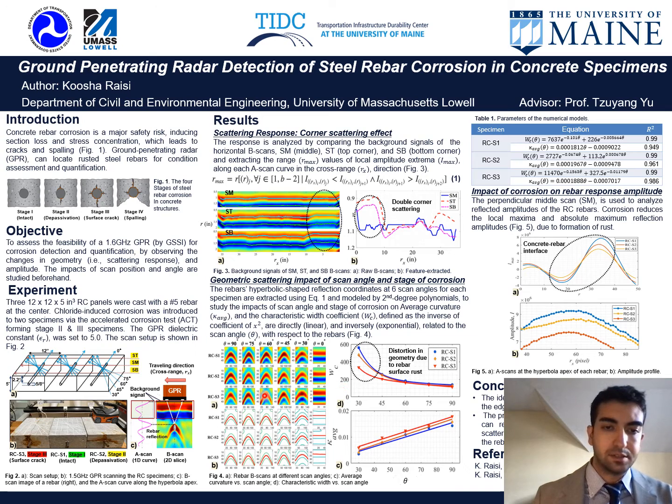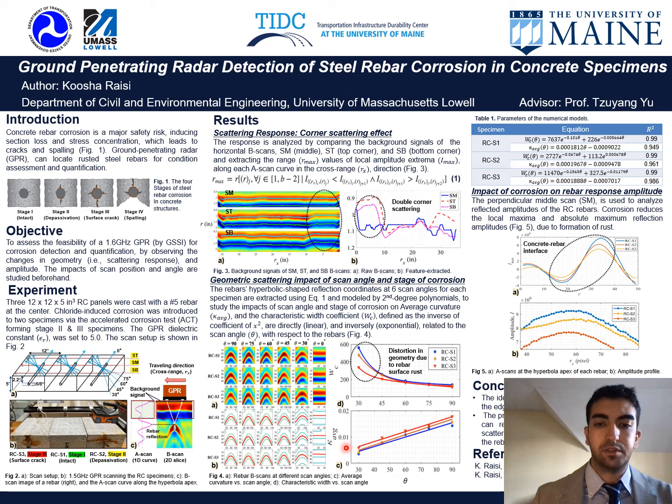As we can see, there is an exponential relationship, and also we can see the distortion in the geometry due to the surface rust. As you can see, for 30 degrees, 45, even up to 90, but it's hard to see because the numbers are so small. We can see that for each specimen group, the characteristic width is different, for group 1, group 2, and group 3. For group 2 and group 3, which are at stage 2 and stage 3 of corrosion, we see that the characteristic width is significantly smaller.